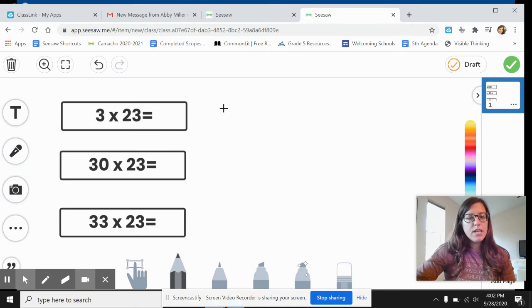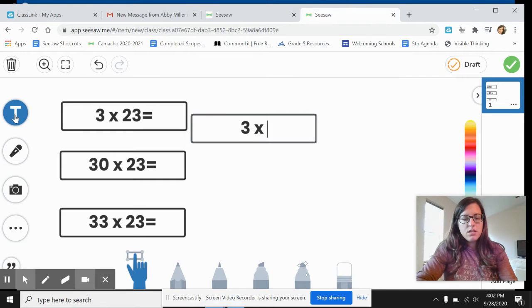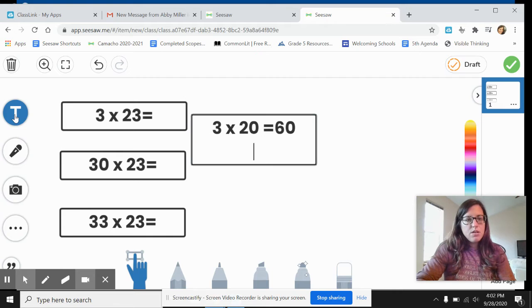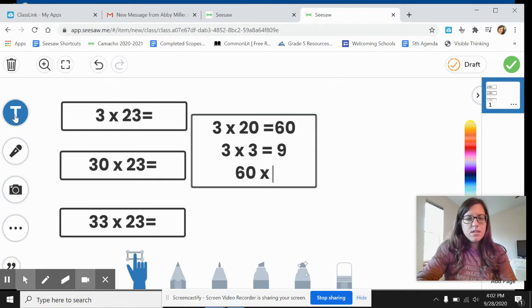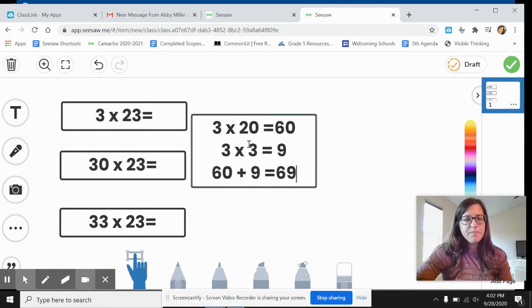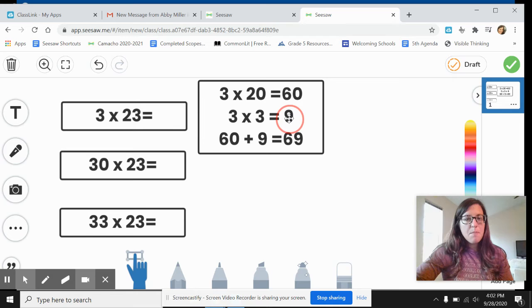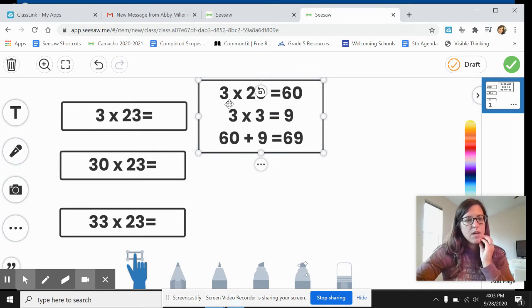I know that 3 times 20 is 60. And I also know that 3 times 3 equals 9. So 60 plus 9 would get me to 69. So I kind of did a little mini partial products. I broke apart 23 into 20 and 3, multiplied both groups by 3, and then added together my results.